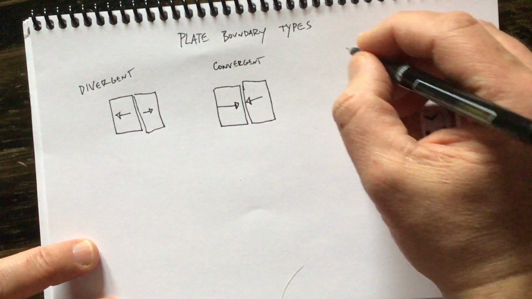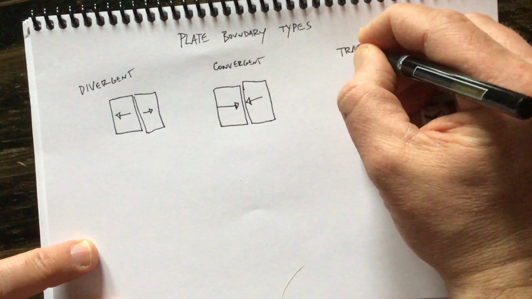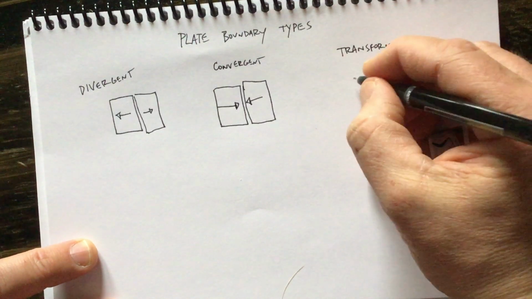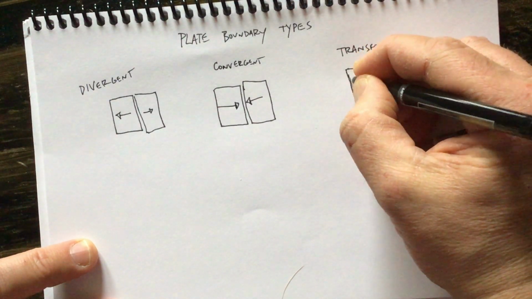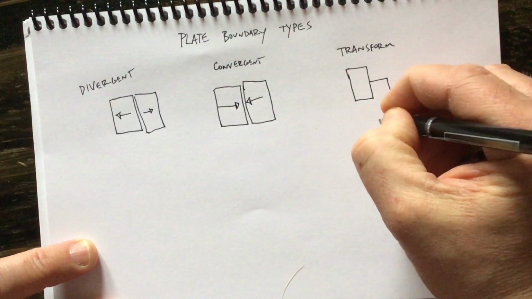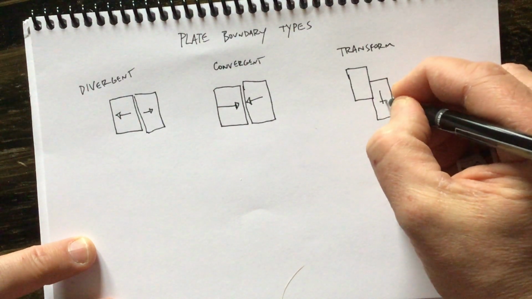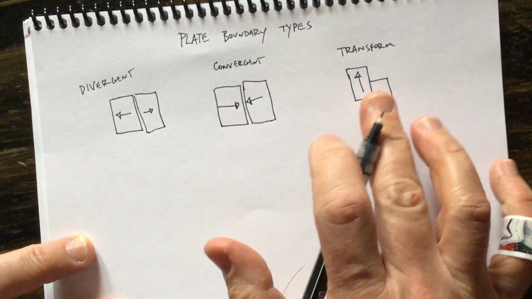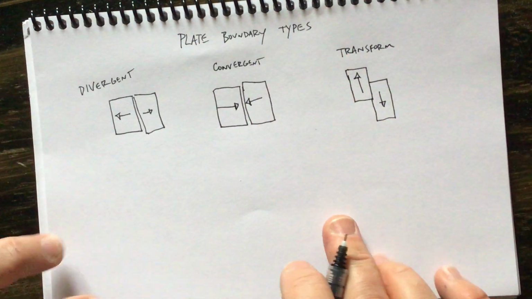And the third type of plate boundary is called a transform plate boundary. This is all aerial view. It's a bird's eye view. You're looking down from an airplane at these tectonic plates. And at a transform boundary, they are moving side to side, moving past one another.